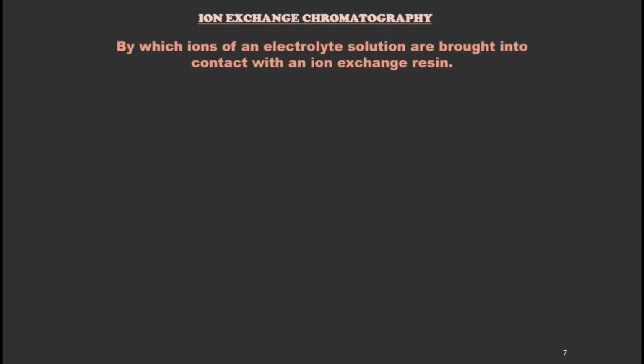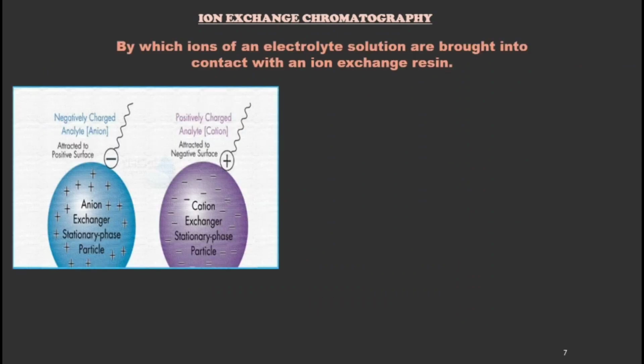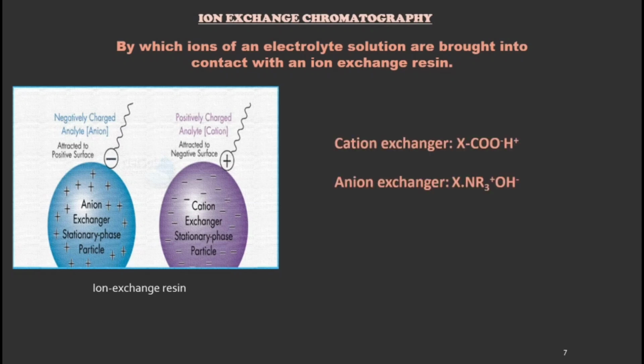Now move on to ion exchange chromatography. In ion exchange chromatography, the ions of an electrolyte solution are brought into contact with an ion exchange resin. The resin is a polymeric organic substance. For a cation exchanger resin, the negative charge is generated due to the SO3 minus ion, and for an anion exchanger resin, the positive charge is generated due to NR3.